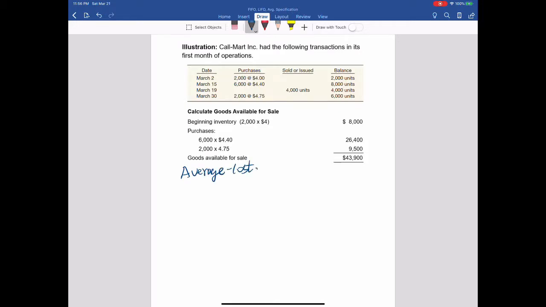So average cost is very simple. It does not distinguish to what purchase the inventory are from. We just calculate the average cost of all the purchase. The total cost of inventory for the three purchases is 43,900, and the number of units is 10,000. The cost per each unit is $4.39. The cost of goods sold, we know, is 4,000 units.